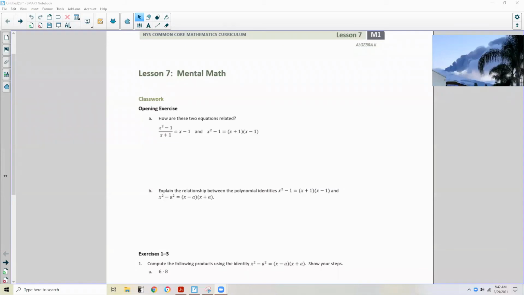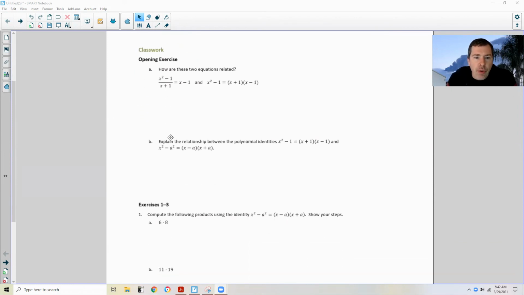Lesson 7, Mental Math. Okay, opening exercise. How are these two equations related? So this is an opening exercise. Pause the video, see if you can answer this, and then come back. So how are these two equations related?